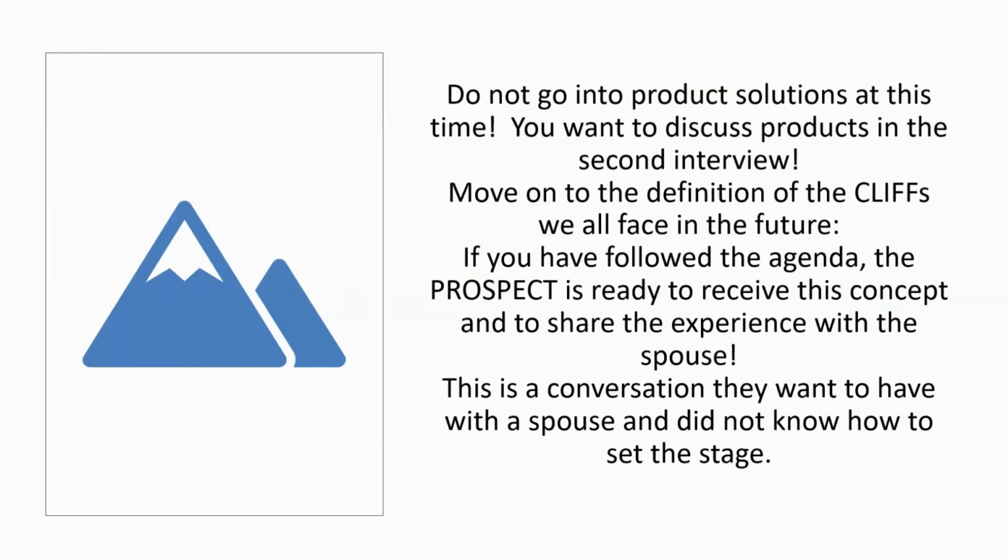So see that triangle right there? That's supposed to be a mountain with 2 cliffs on the side of it, but I did a little bit better in the next frame. But do not go into product solutions at this time. Again, you're making a mistake. You want to discuss products in the second interview, not the first. So you want to move on to the definition of cliffs. We've already defined the gap, but we also have to define the cliff. And if you try to turn that into a product sale, it's self-sabotage.